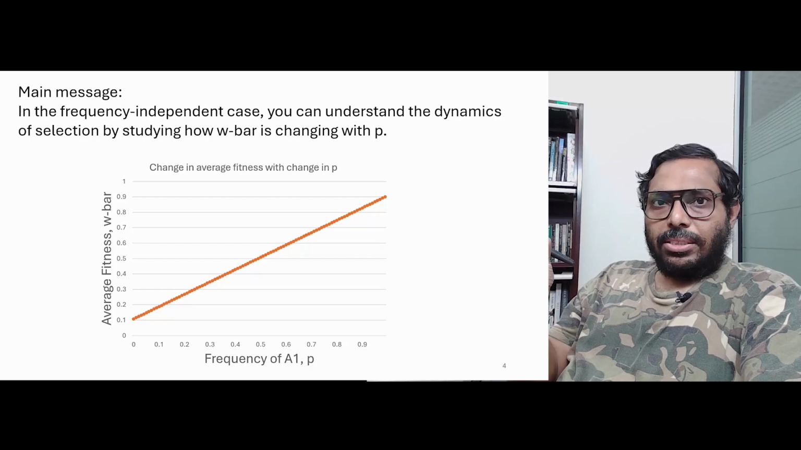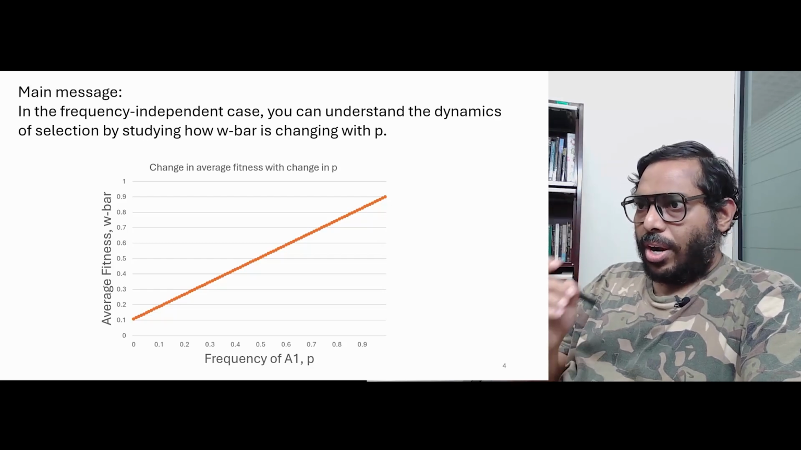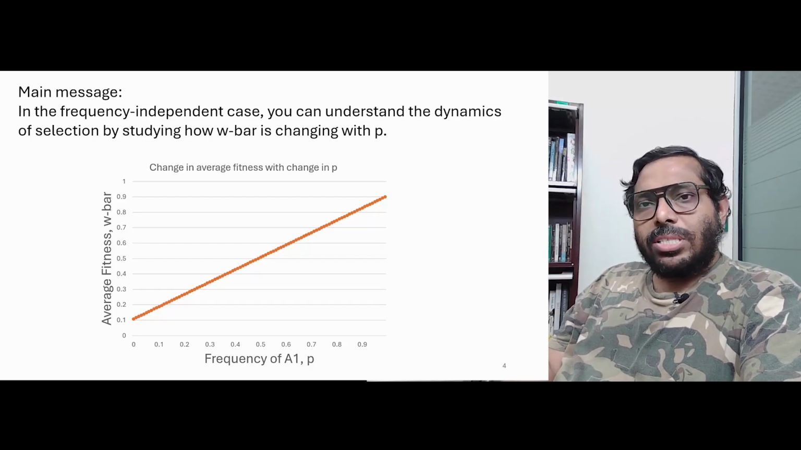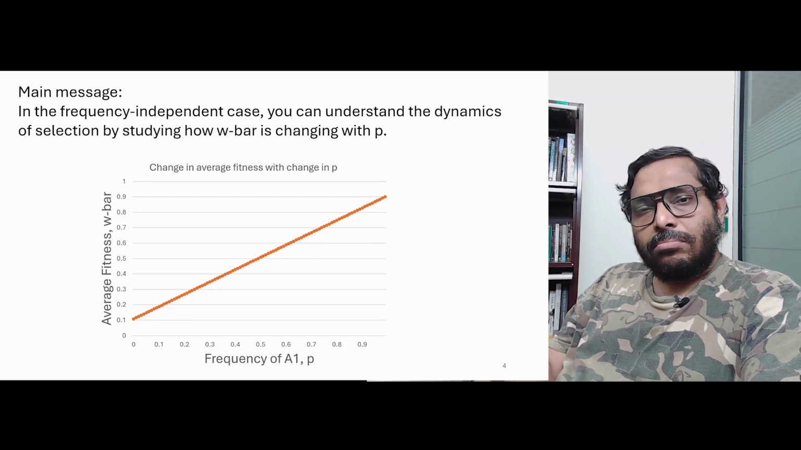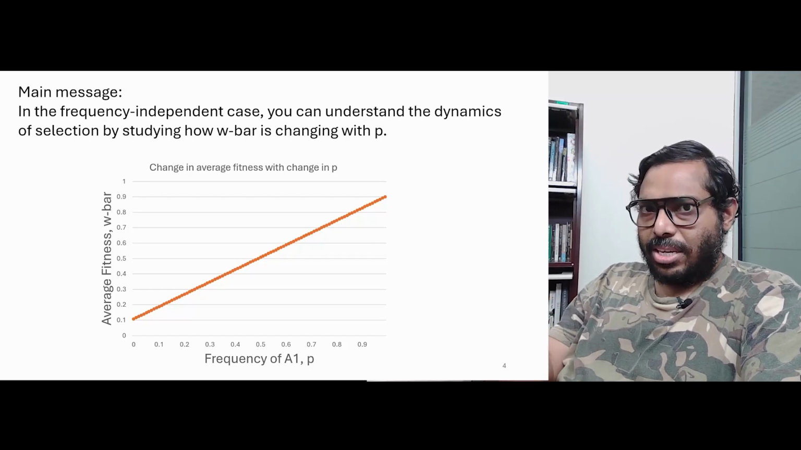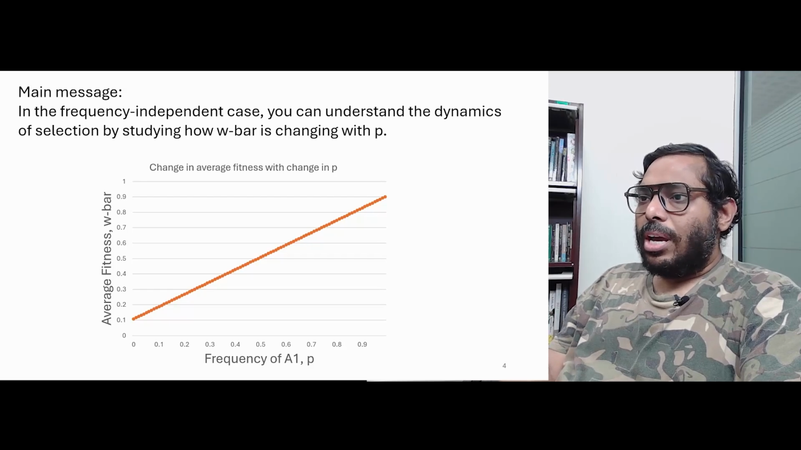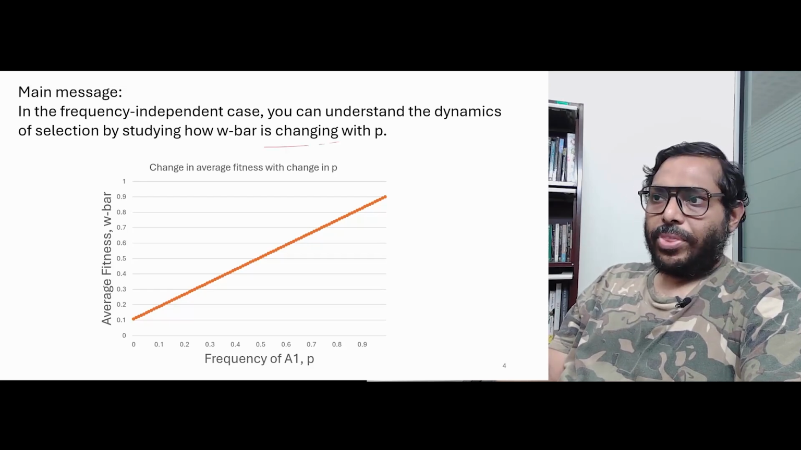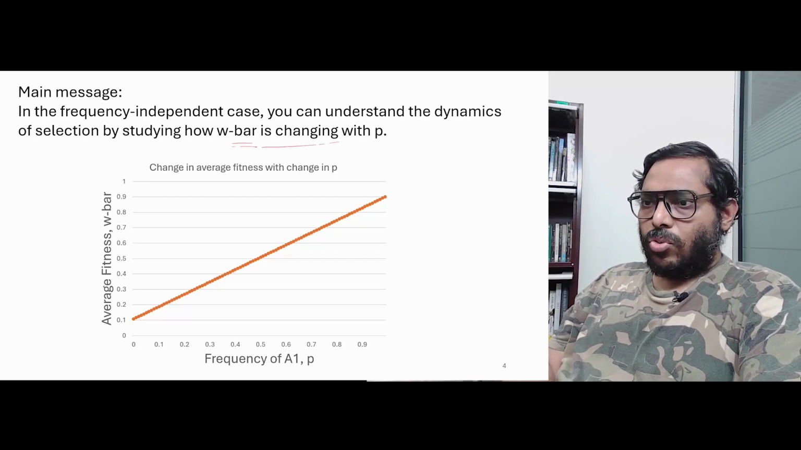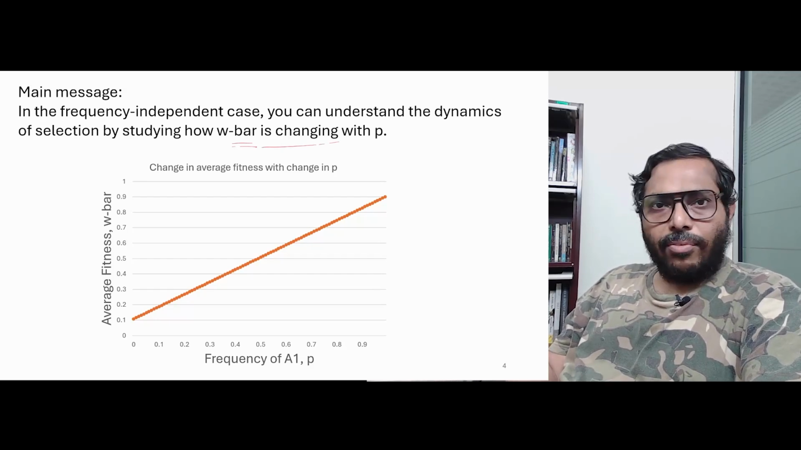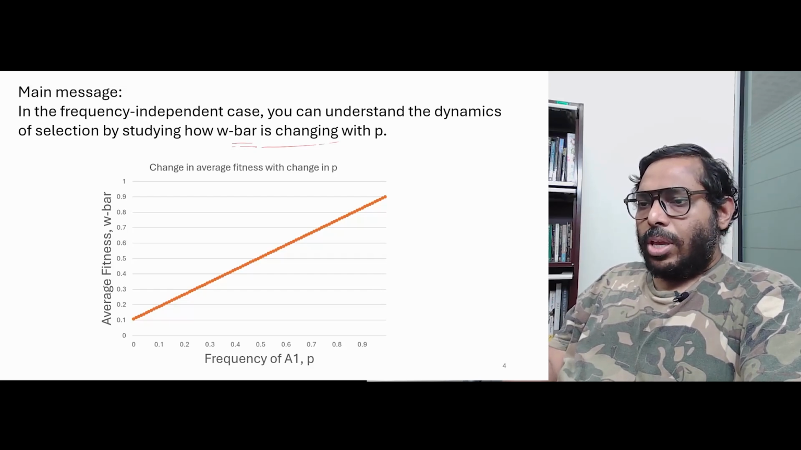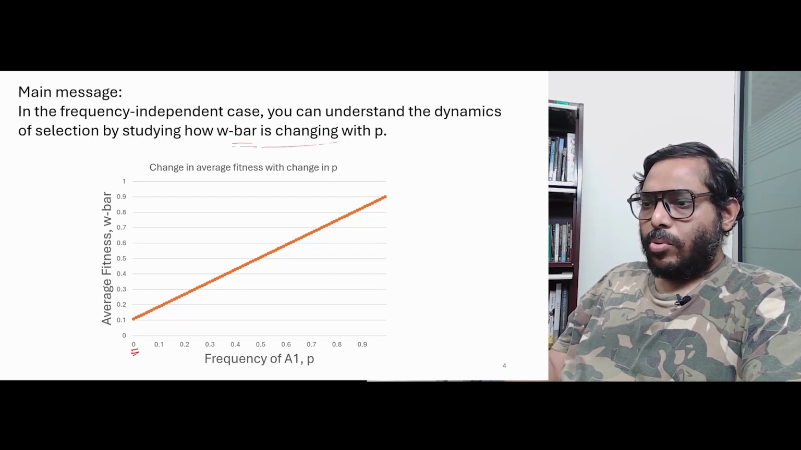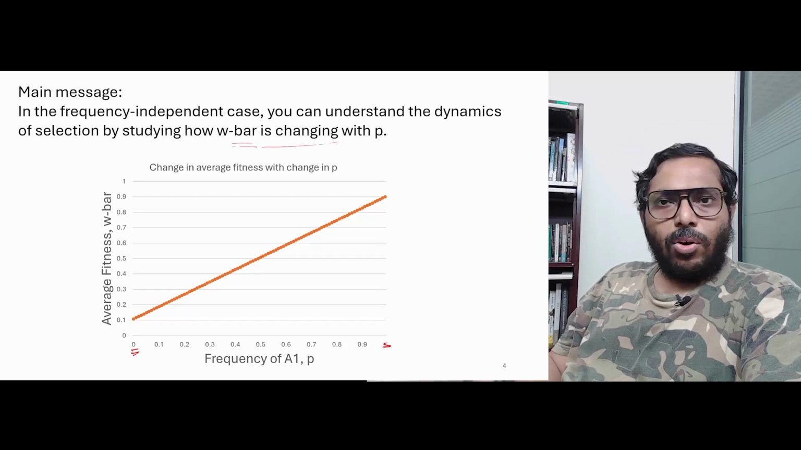The main message that I want to give you in this context is that in the frequency independent case, you can understand the dynamics of selection, how P is changing, simply by studying how W bar is changing with P. The entire evolutionary dynamics can be understood in this context. So I am showing you a graph of W bar against P. Here you can see that this is P equal to 0, and this is P equal to 1.